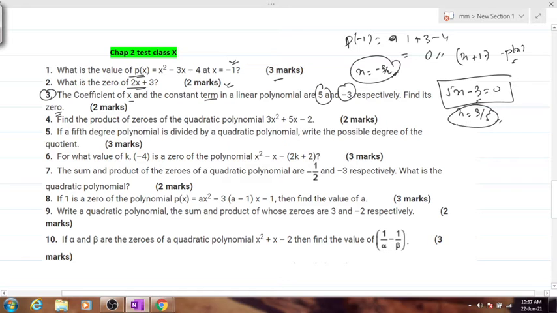Any doubt, anyone? Question number 4 now. Find the product of zeros of the quadratic equation this. What have we asked? Product of zeros. Means, what do you have to find out? That means minus 2 by 3. Answer is minus 2 by 3. Okay, it's basically C by A. Clear? Product of zeros is given as C by A.